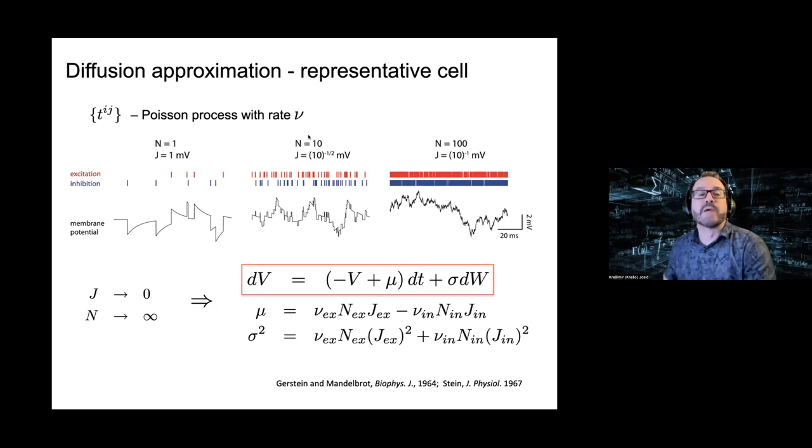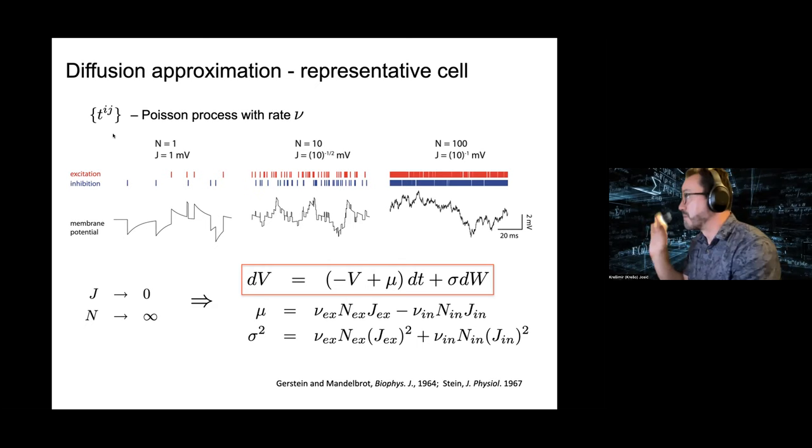Okay, so here we have 10 cells with an input that's scaled by 10 to the minus 1/2. What you see here is that this is much more variable. And now we go to 100 cells. Here, the rate of the input from 100 cells is going to be 100 times the rate of the input from a single excitatory cell. It's important that the individual cells that provide the inputs are uncorrelated. That's how the theory works in that case.